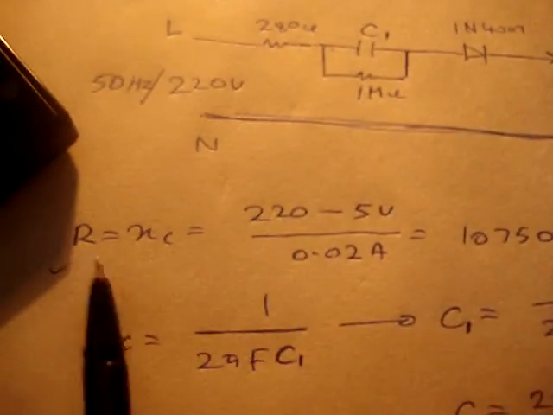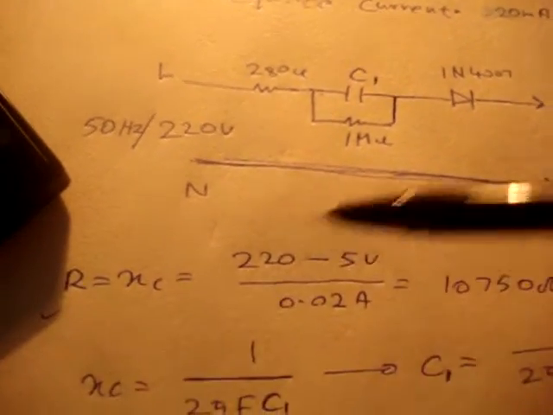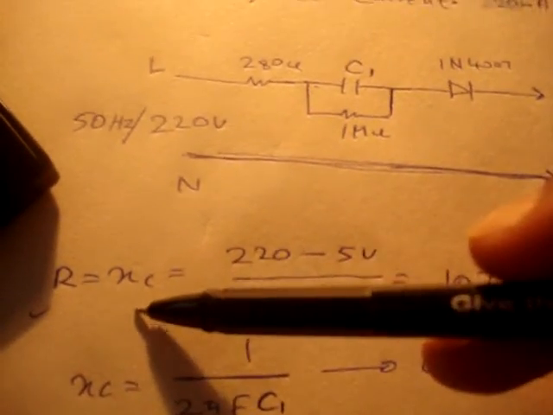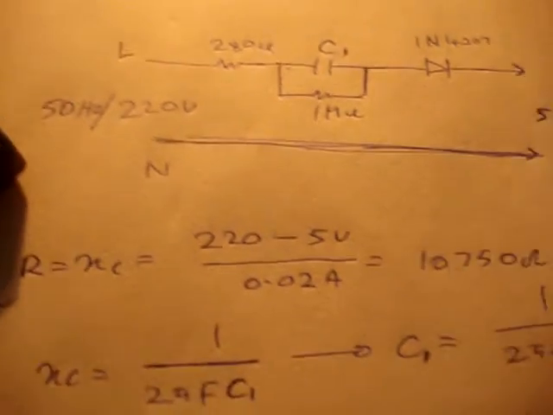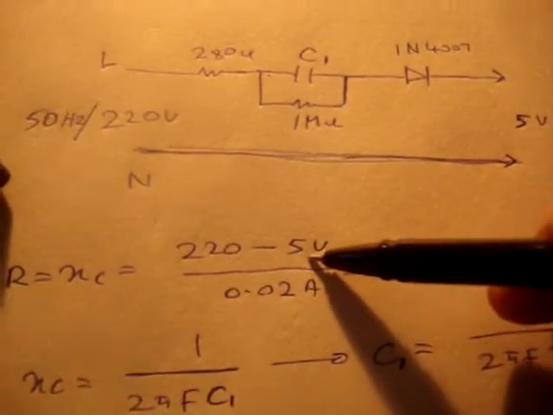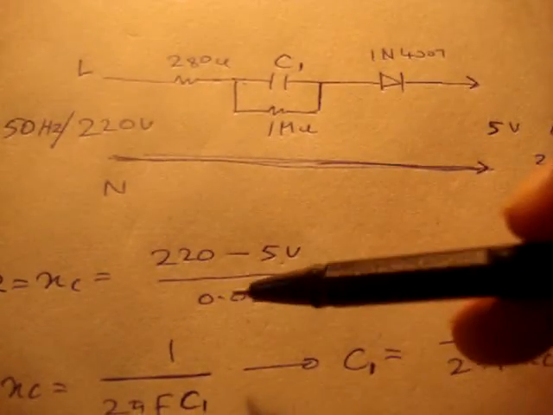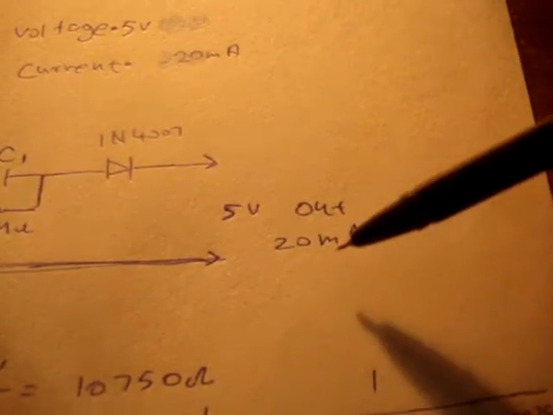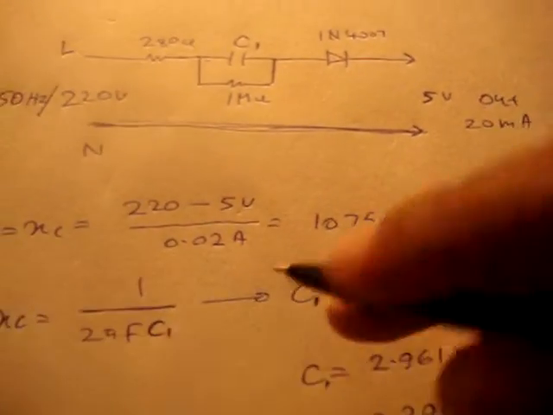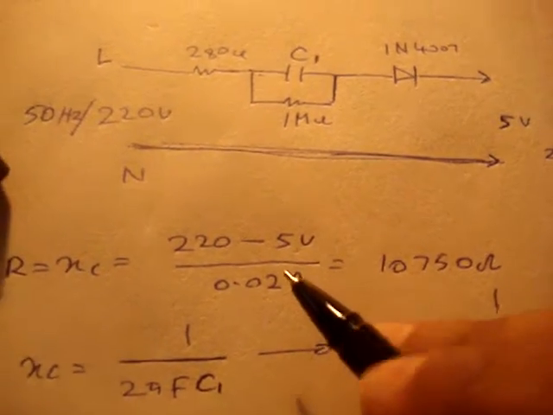We have to find the reactance of the circuit. It's equal to R equal to XC, the capacitive reactance. This is the supply voltage and this is my required DC voltage, and this is the required current in ampere. This is the milliampere divided by 1000, and I get 0.02 ampere.